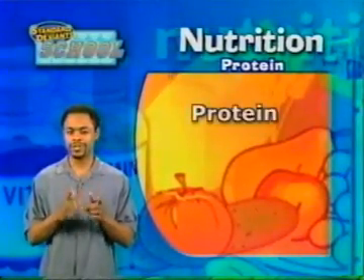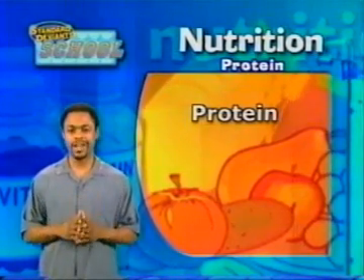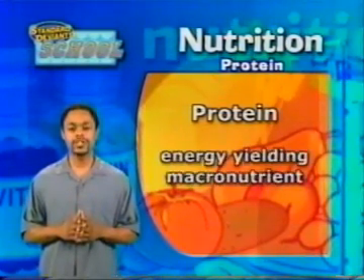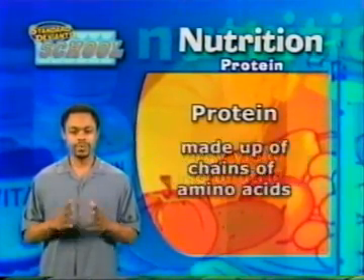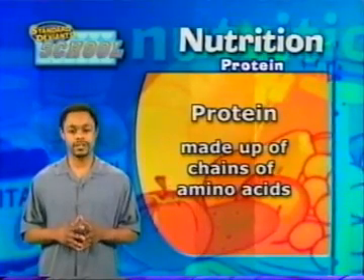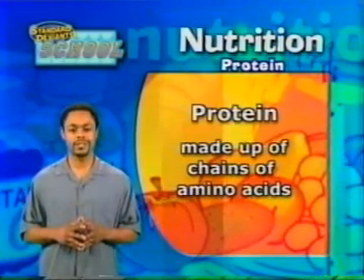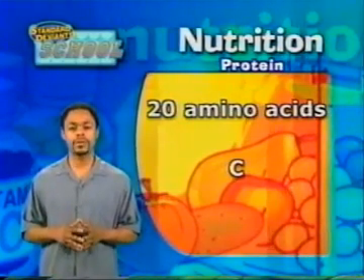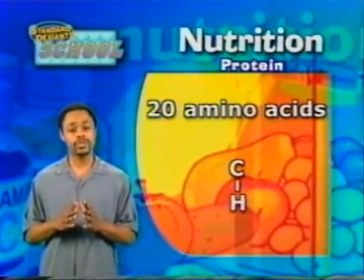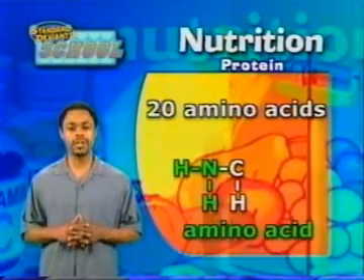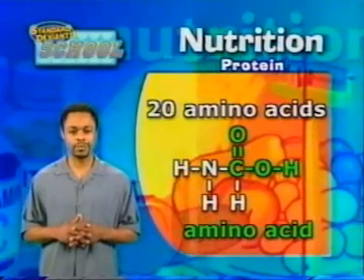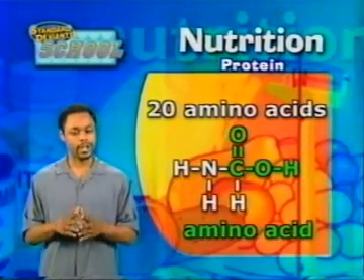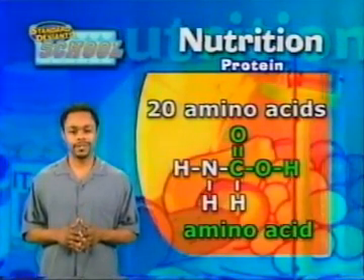Let's go over proteins one more time to make sure we've got it. Protein is an energy-yielding macronutrient. Proteins are made up of chains of amino acids, the building blocks of proteins. There are 20 amino acids in nature. They all have a central carbon atom, C, a hydrogen, H, an amino group, NH2, and an acid group, COOH. But their side groups are all different.